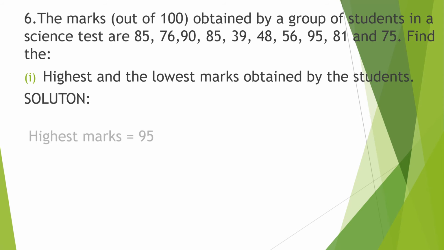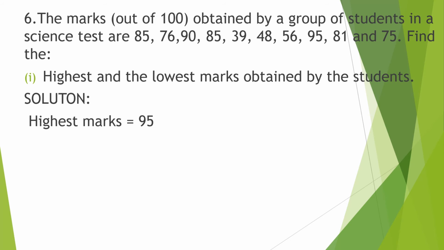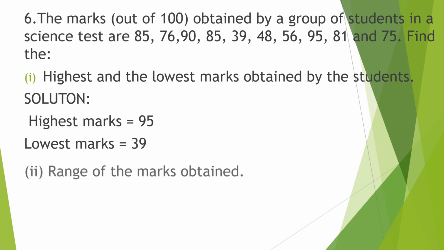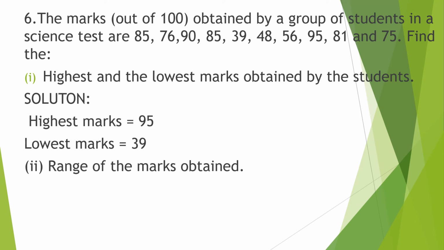So first, to obtain the given information easily, we can arrange the data in ascending or descending order. And we can observe that the highest mark obtained is 95 and the lowest mark is 39. Second question, range of the marks obtained.